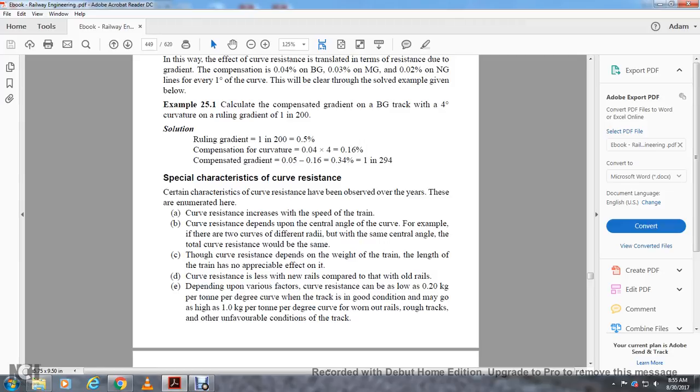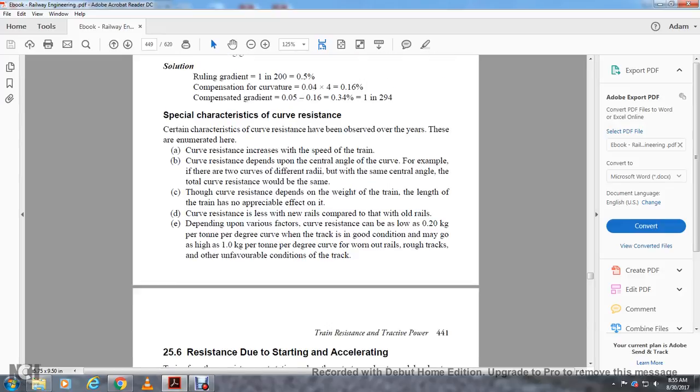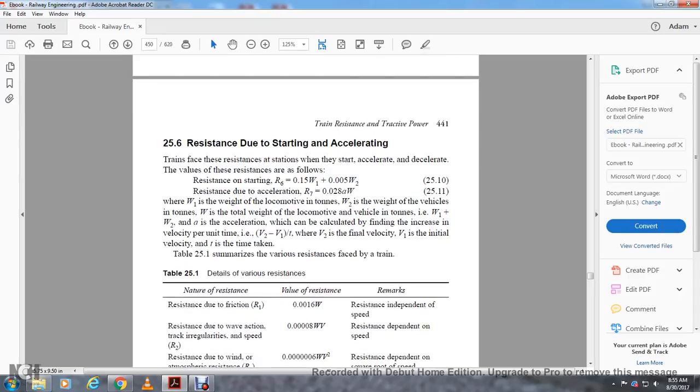Depending upon the various factors, the curve resistance can be as low as 0.2 kilogram per ton per degree of curve. A track in good condition may go as low as that, while it may go up to 1 kilogram per ton per degree of curve for worn out rails, rough tracks, and other unfavorable conditions of the track. 25.6. Resistance due to starting and acceleration.